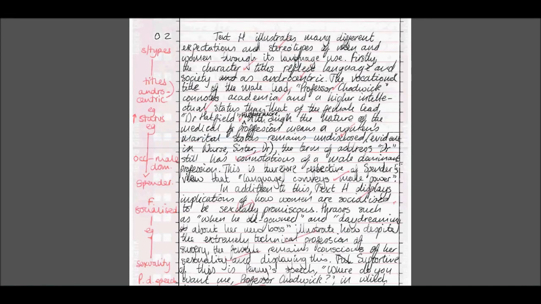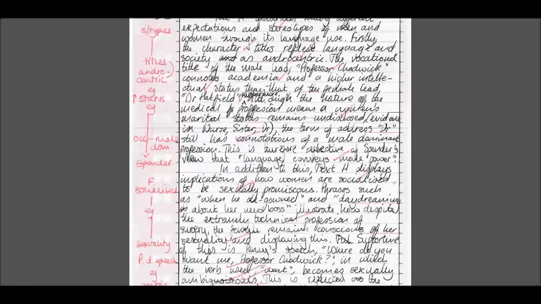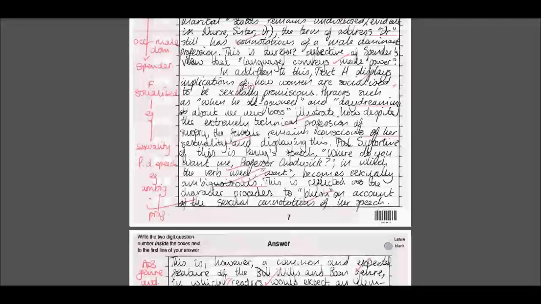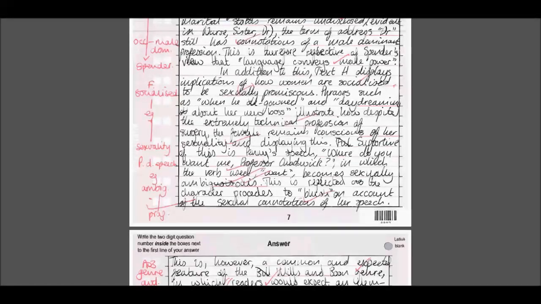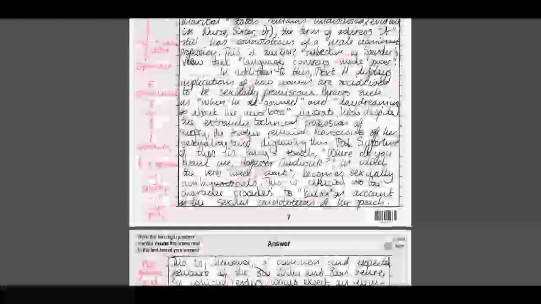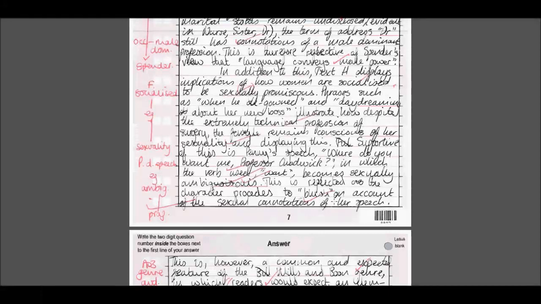To move further through the exemplar answer, the candidate then writes, in addition to this, text H displays implications of how women are socialised to be sexually promiscuous. Phrases such as, when he degowned, and daydreaming about her new boss, illustrates how, despite the extremely technical profession of surgery, the female remains conscious of her sexuality and displaying this. Supportive of this is Penny's speech, where do you want me, Professor Chadwick, in which the verb used, want, becomes sexually ambiguous. This is reflected as the character proceeds to blush on account of the sexual connotations of her speech.